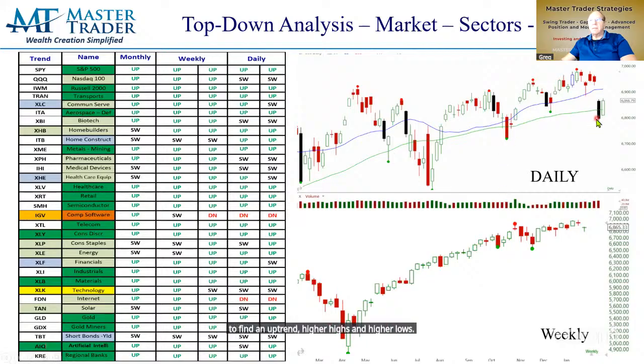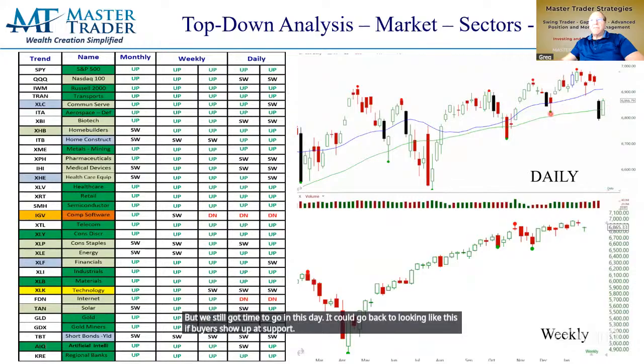Look what happened yesterday. This was today. So here's an example. This was yesterday and this was today. And now this bar doesn't look like this today. I captured that before we started. Now it's a topping tail bar, a bar with a tail on the top, which would suggest it's going to go down. But we still have time to go in this day. It could go back to looking like this if buyers show up at support. But it violated the pivot low prior to a higher high.